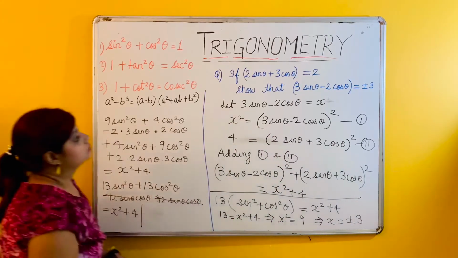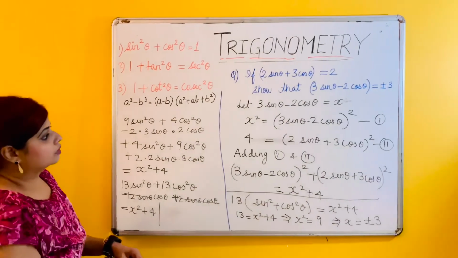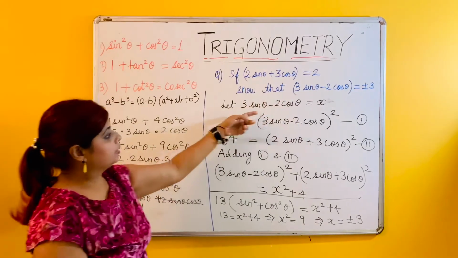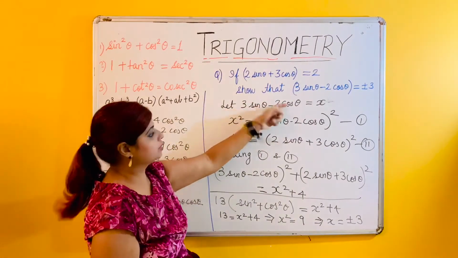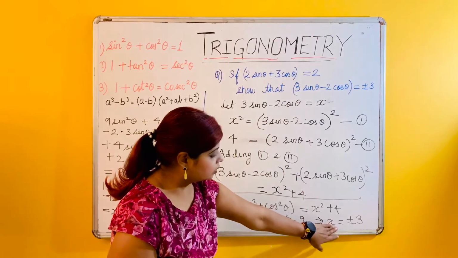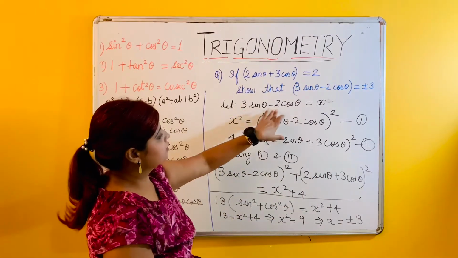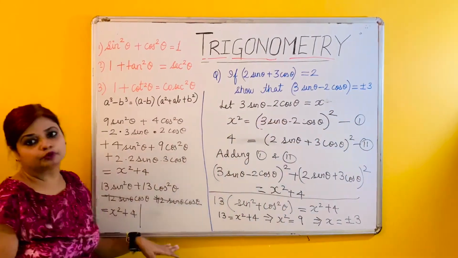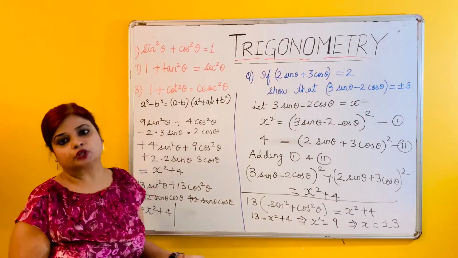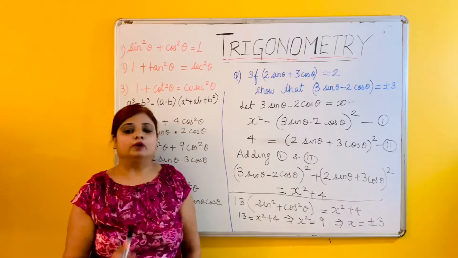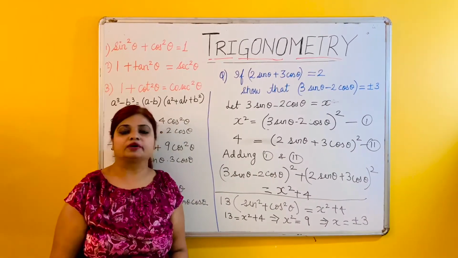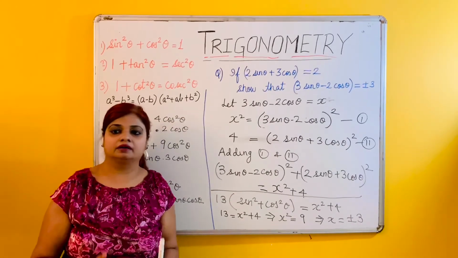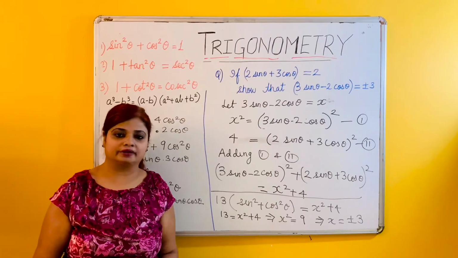So we had assumed 3 sin theta minus 2 cos theta equal to x, and the value we got is plus minus 3. So 3 sin theta minus 2 cos theta is nothing but plus minus 3. This is how you prove it. It looks really complicated, but believe me, it is not. The only thing that is really important is that you practice as much as you can. That is the key for mastering any topic in mathematics.